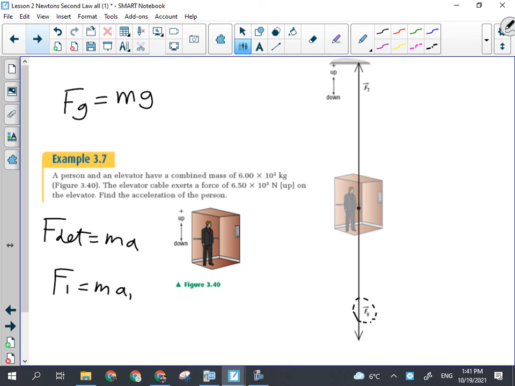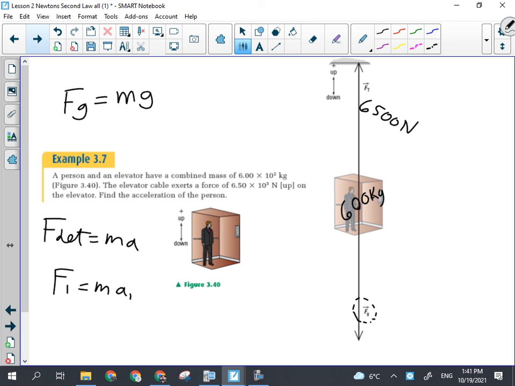And we can find any individual force the same way, provided we know what the acceleration is from that force by itself. So in this particular question, we have a person and an elevator with a combined mass of 600 kilograms. In the free body diagram we would have 600 kilograms. The elevator cable is exerting a force of 6.5 times 10 to the 3 newtons up, so this force here is 6,500 newtons. I want to find the acceleration of the elevator, or the person. They're moving together. The person inside the elevator has to have the same acceleration as the elevator.